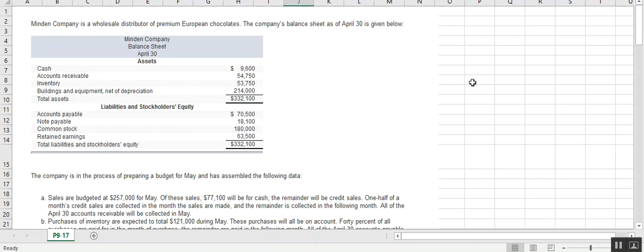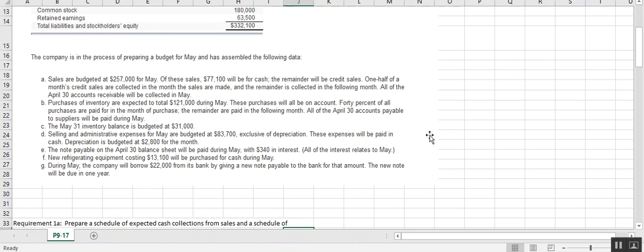Minden Company is a wholesale distributor of premium European chocolates. The company's balance sheet as of April 30th is given below. So we've got a balance sheet, and then it says the company's in process of preparing a budget for May and has assembled some data. We have items A through G that we're going to need to finish this problem.